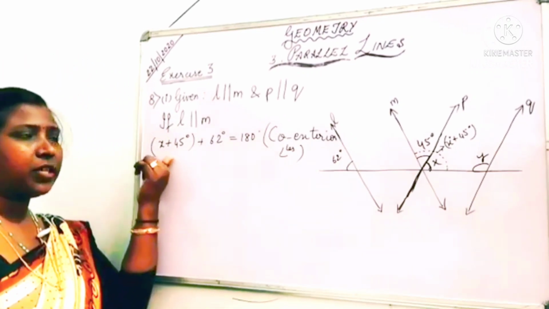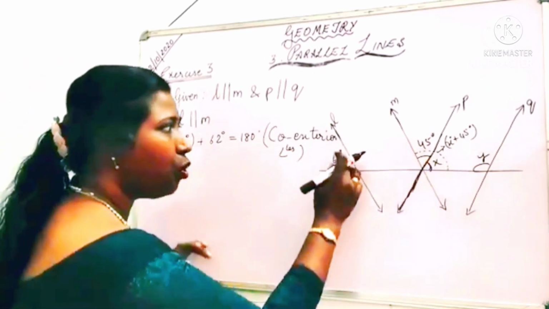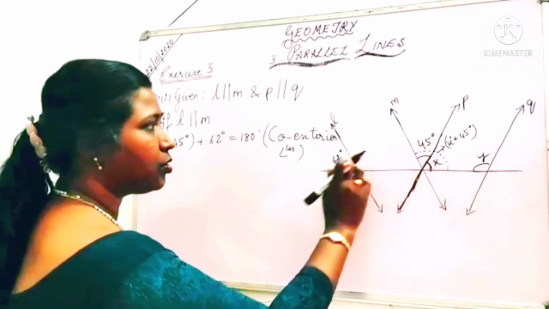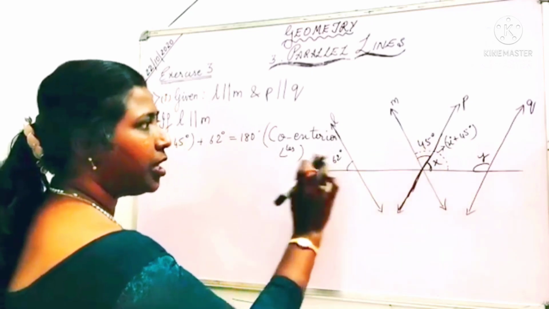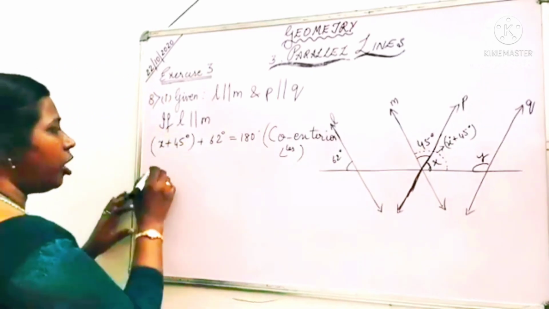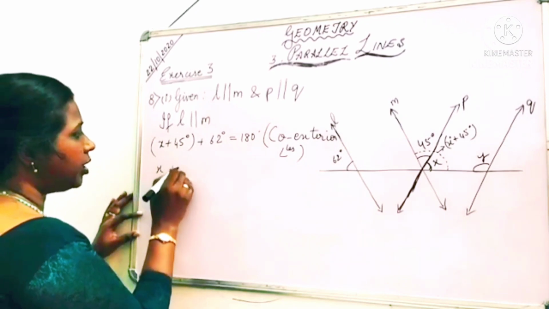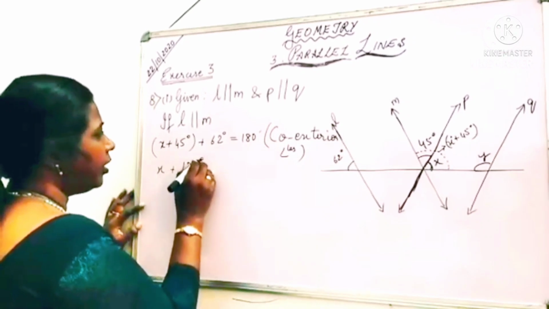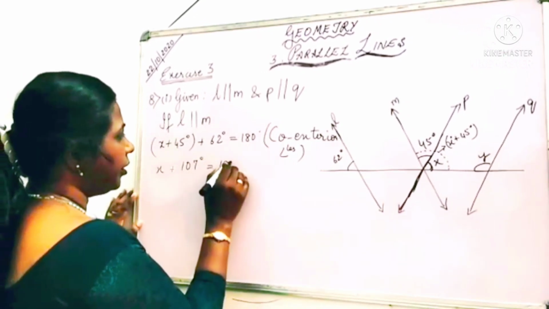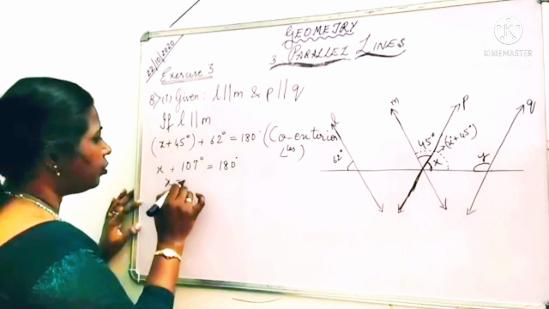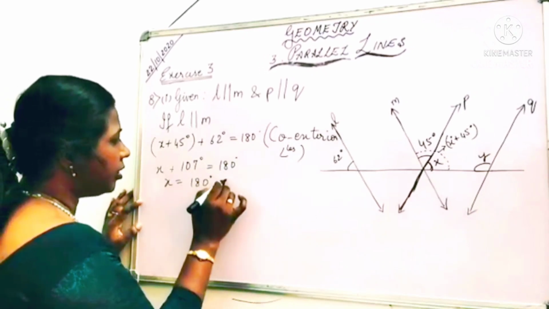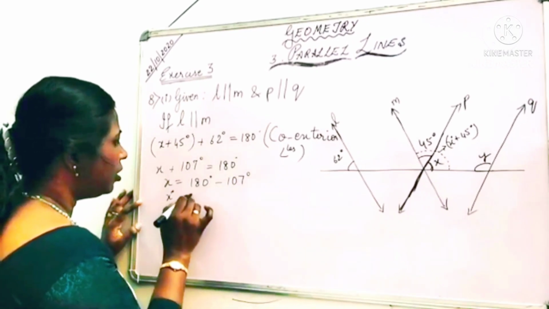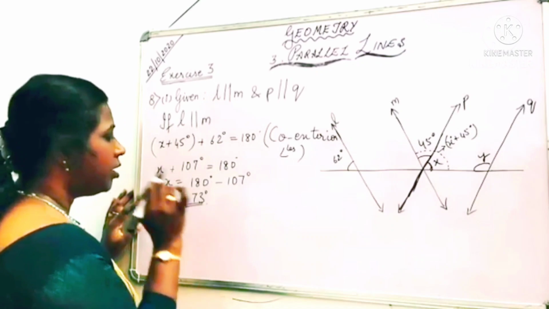I have taken both the angles together. This whole angle. This is only we are talking about L parallel to M. Okay, so x plus 45 degree plus 62 degree is equal to 180 degree. Now by solving, what are you getting? X plus 45 plus 62, it will be 107 degree is equal to 180 degree. Then x is equal to 180 degree minus 107 degree. X degree is equal to 73 degree. This is the x angle.